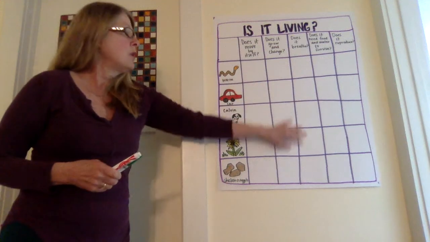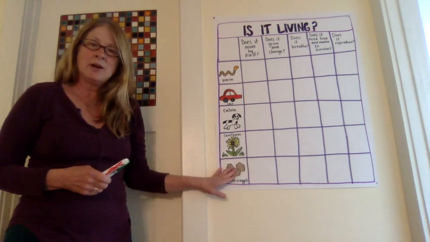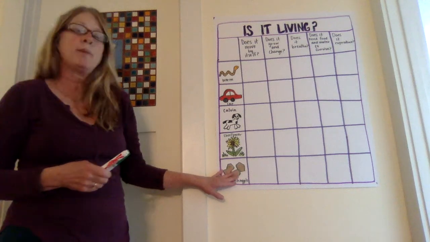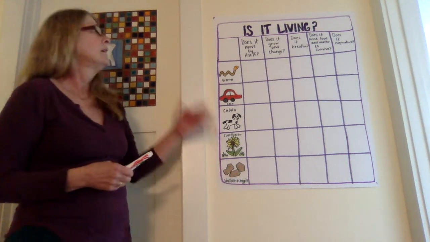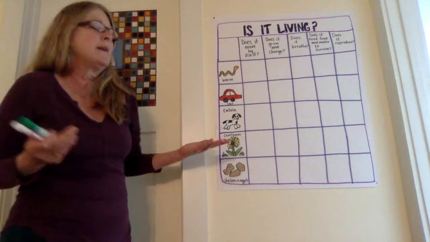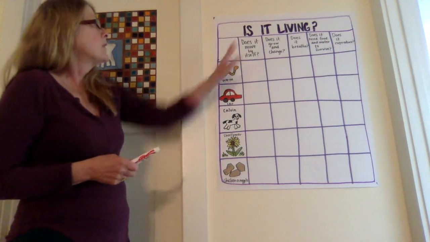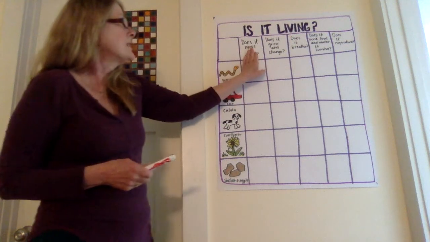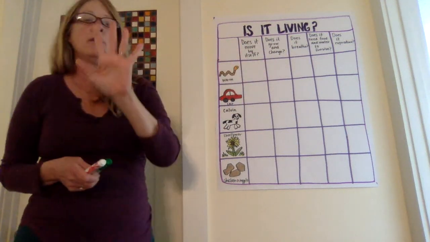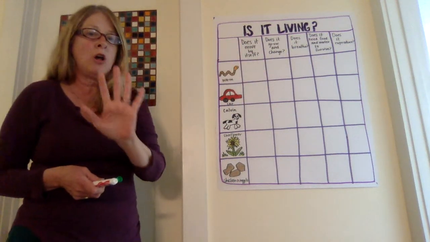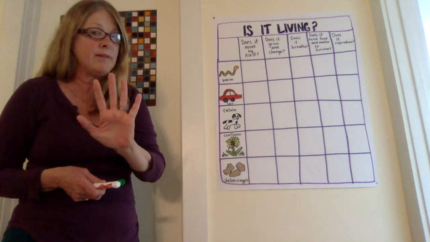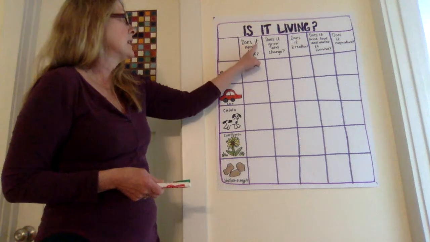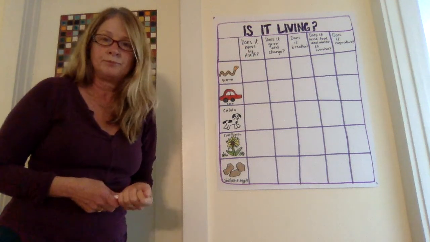So boys and girls, what we have right here is called a matrix. And this matrix will help us understand what makes a living thing. So my title is Is It Living? And under the title, there are 5 things that we learned all living things must have in order to be a living thing. The first is, does it move by itself?